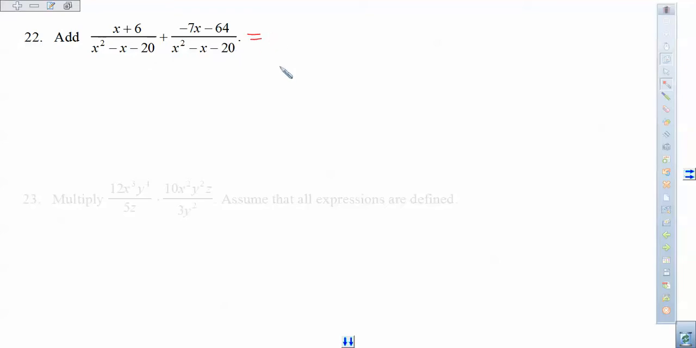And when you add fractions, just like if I were to ask you to add 1/5 plus 2/5, you wouldn't do anything with the denominator. It still stays as 5, and just add the 1 and the 2 up and write it as 3. Same concept here. Just simply add the like terms that you have up on top. So x plus negative 7x would give you negative 6x. And then 6 plus negative 64, wouldn't that be negative 58? Then down below, just copy down your common denominator. X squared minus x minus 20.